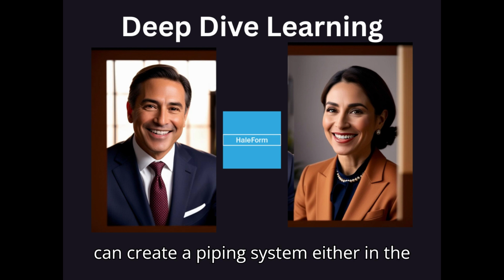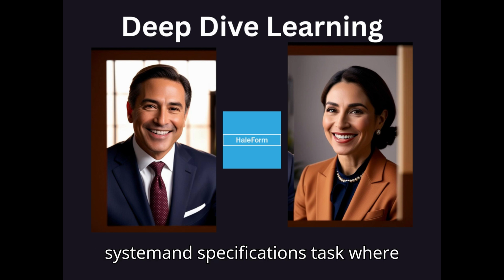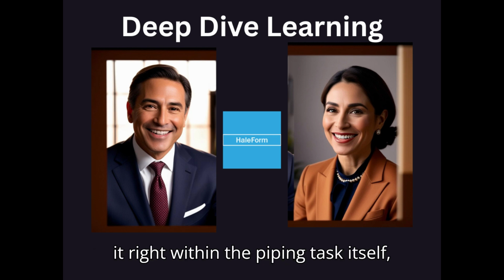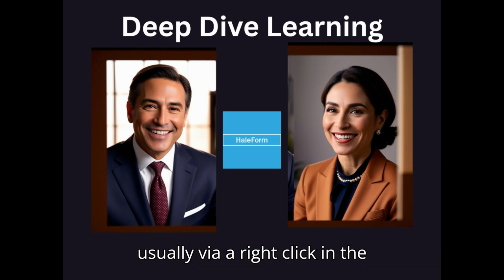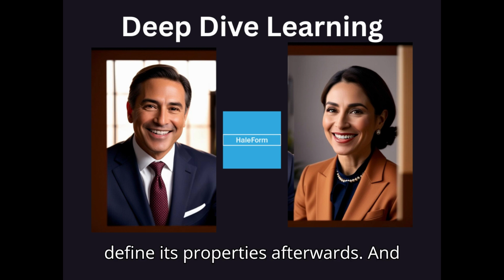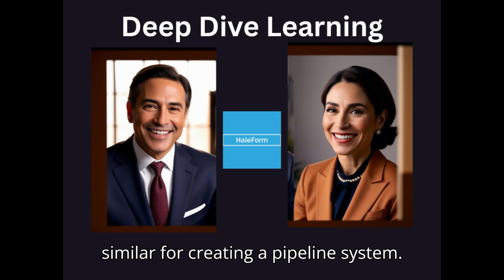Right. You can create a piping system either in the Systems and Specifications task where you're doing overall setup, or you can do it right within the piping task itself, usually via a right-click in the Workspace Explorer. Either way, you define its properties afterwards. It's similar for creating a pipeline system. Same idea.